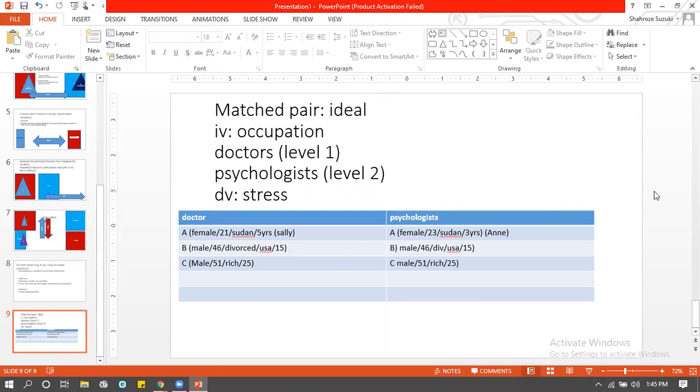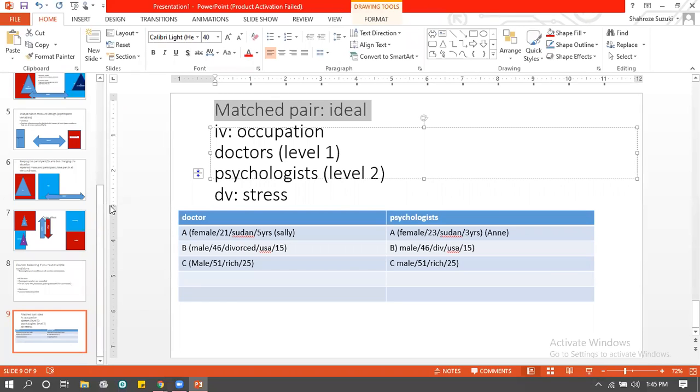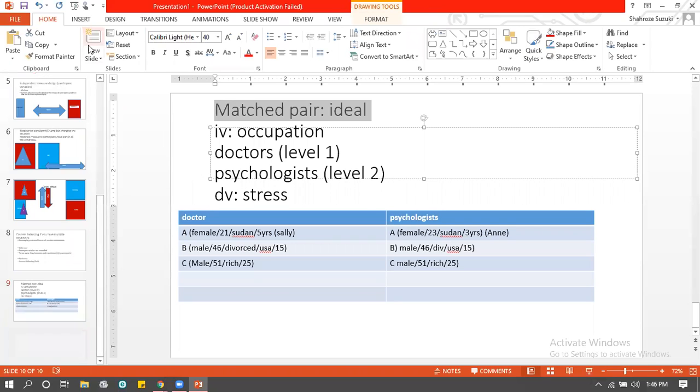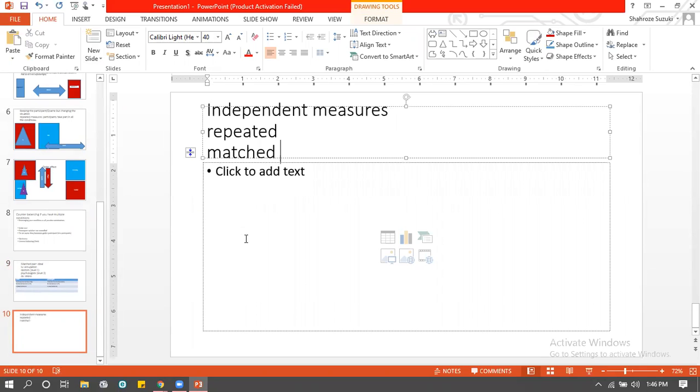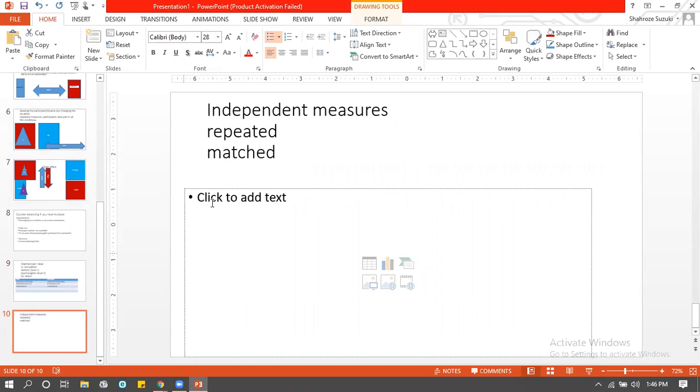Is that clear? All right. So matched pair design is very good to get valid data, but very, very hard to pull off. So far we discussed independent, repeated, and matched pair. Everything has its own fundamental weaknesses and fundamental advantages.